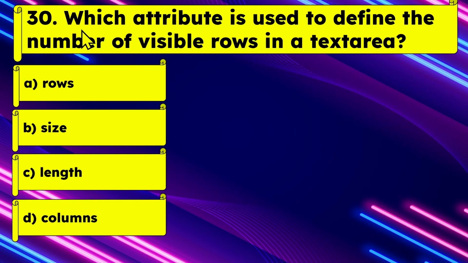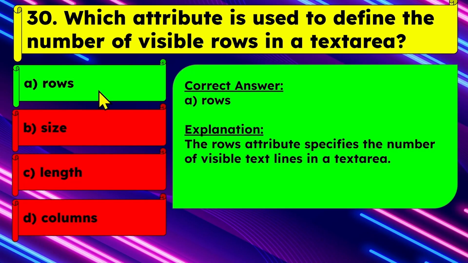Our next question is, which attribute is used to define the number of visible rows in a text area? Option A is rows, option B is size, option C is length, and option D is columns. So here the correct answer is option A. As you can see, the rows attribute specifies the number of visible text lines in a text area.